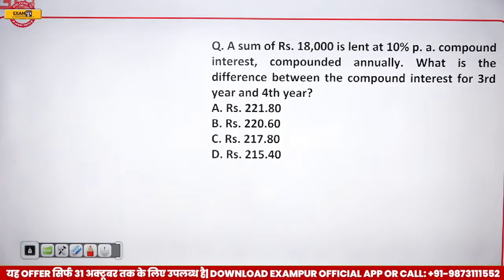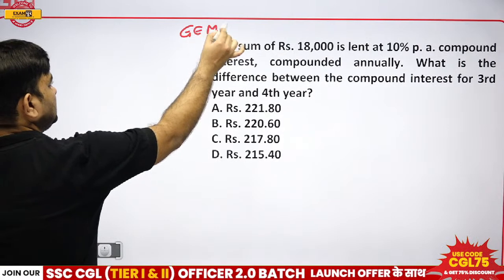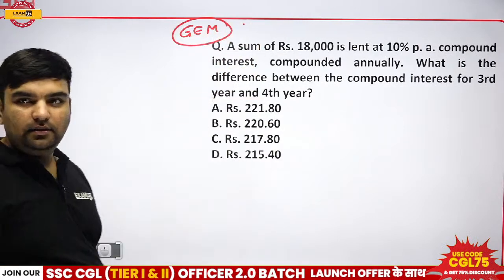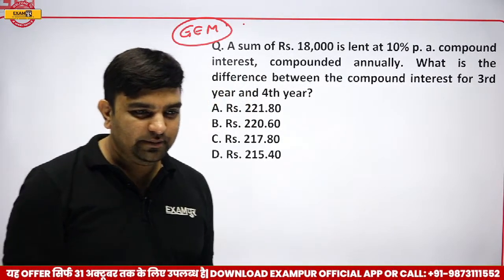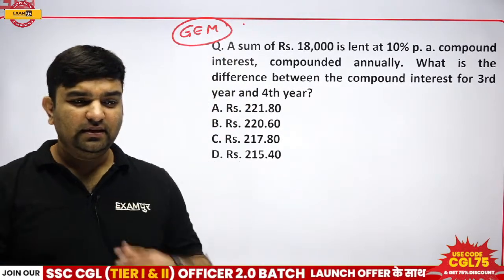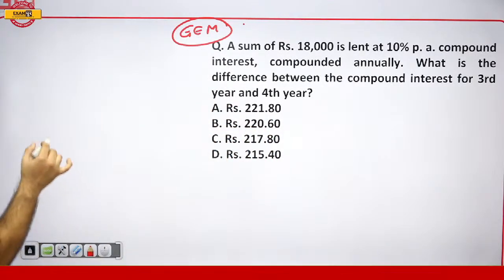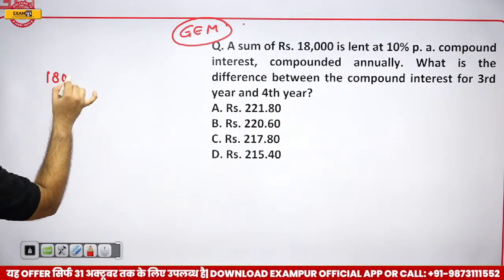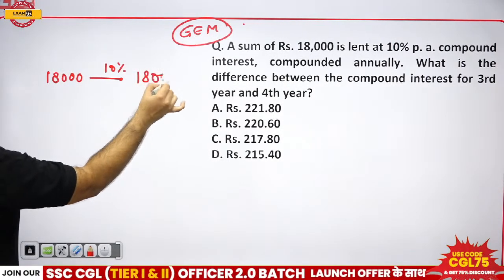CI for third year, CI for fourth year. I will always prefer the JAM method. JAM is to directly calculate and give the answer. All things are wasted other than this. On 18,000, for the first year, you will get 1,800 interest.